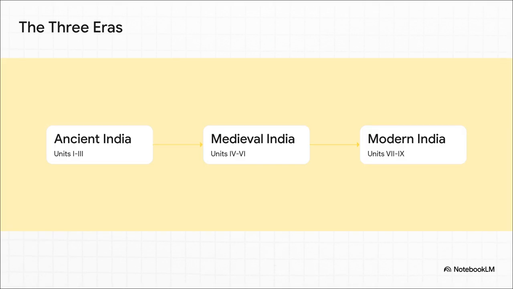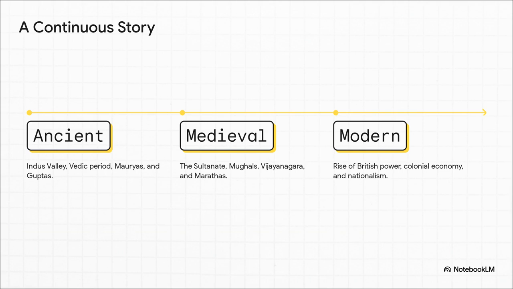And here's how that story breaks down. Simple. Part 1, Ancient India. That's your first 3 units. Part 2, Medieval India, the next 3. And finally, Part 3, Modern India, covering units 7, 8, and 9. See? All of a sudden, that intimidating beast of a syllabus starts to look a whole lot less scary, doesn't it? You can literally see it as one continuous timeline.